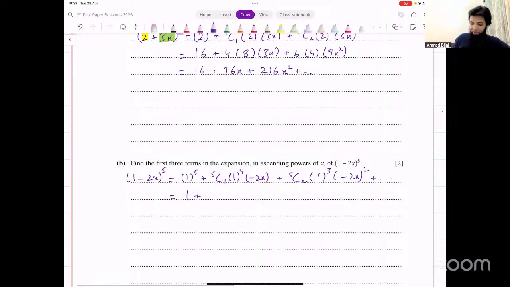Let's just show one more step. 5C1 is 5 into -2x. 5C2 is 10. Put that on your calculator. That's what you get from that. Into (-2x)^2, that's 4x squared. Simplify this, and that gives you 1 - 10x + 40x squared, and that's your final result. That's the expansion of the first three terms from this.